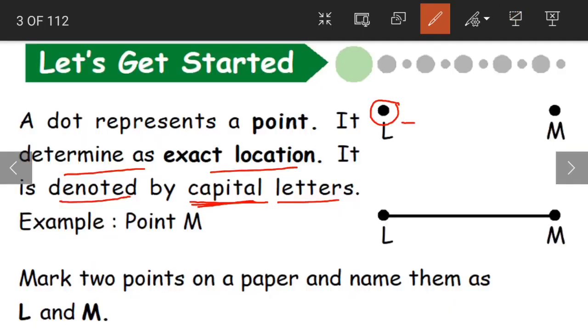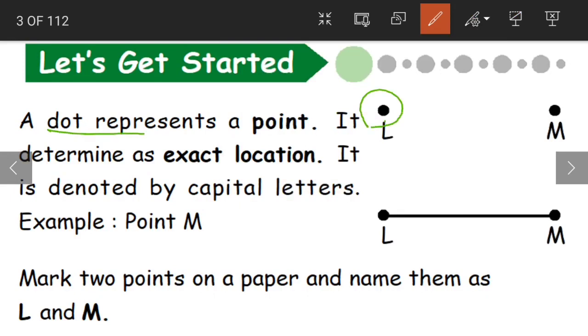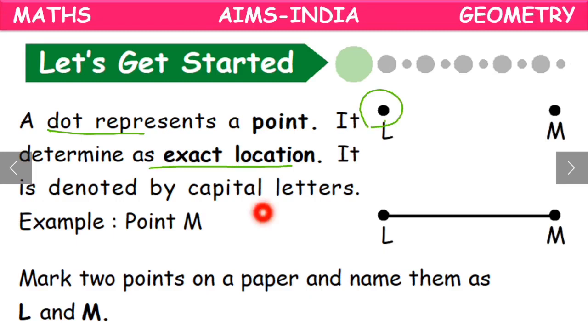Is this clear about point? A dot is nothing but a point. Now it determines an exact location, and also a point is denoted by capital letters. For example, point M. Yes, now how will we read this? As this point has a name now, it is denoted by the capital letter M. So this will be read as point M. Understood children? It is denoted by M. So this will be read as point M.